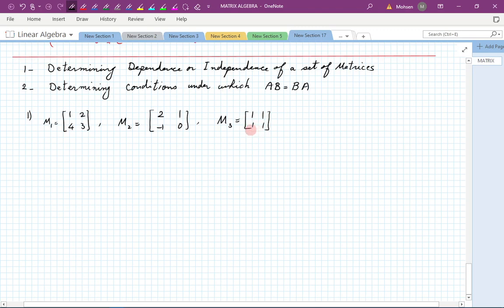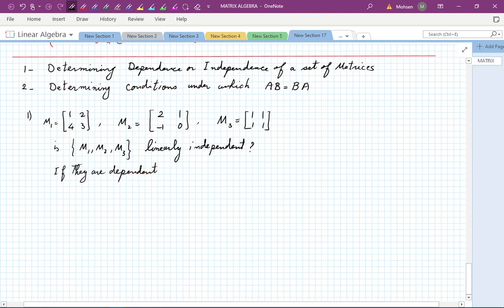The question is, is the collection M1, M2, M3 linearly independent? Are they linearly independent? If they are dependent, find the relationship between them. Okay, so that's number 1.